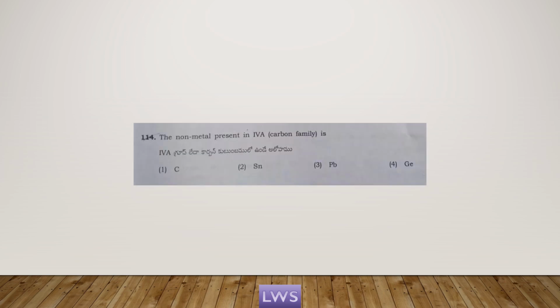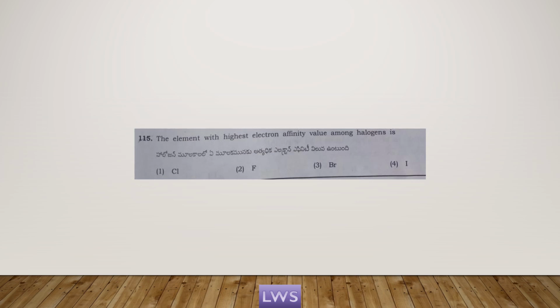Non-metal present in carbon family, that is nothing but carbon itself. So carbon is the non-metal. So option 1. Element having high electron affinity among halogens, it is nothing but chlorine. So chlorine is having high electron affinity.